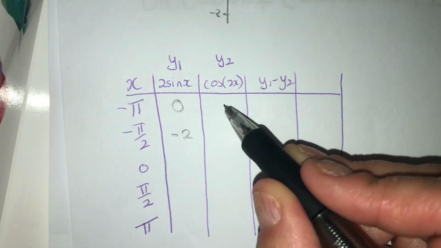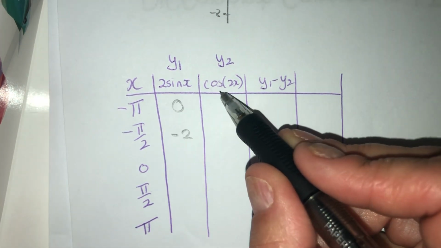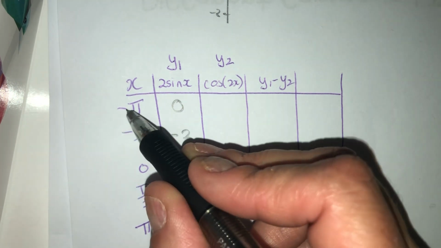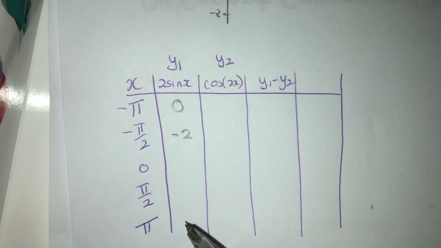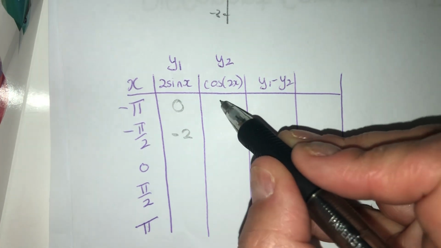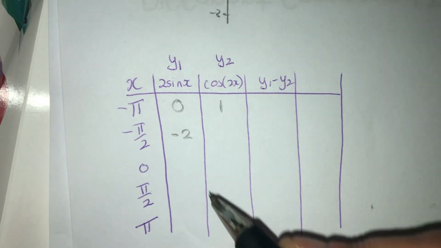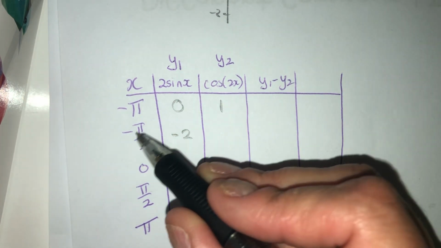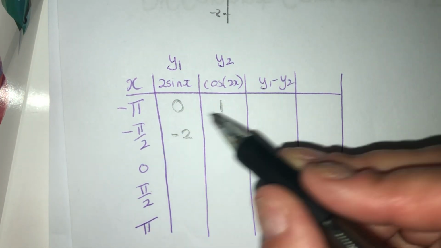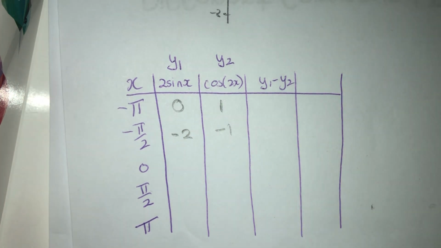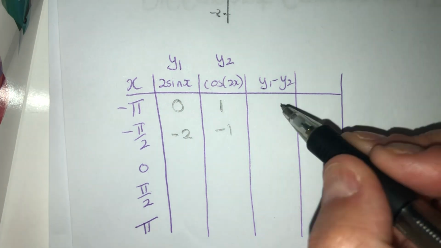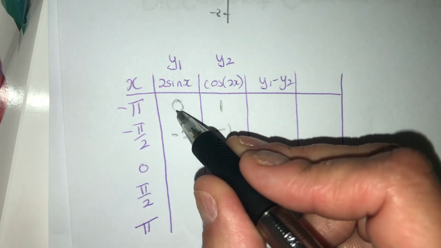Over here, same thing, but we will go cos of 2 times negative pi. So it'll be cos of negative 2 pi. Just to start you off, that would be 1. And then cos of 2 times negative pi on 2 is just cos of negative pi, and that'll give you negative 1. So you can use your calculators, or they're pretty simple exact values here because they're on the x and y axes. Our third column there is going to be what the equation is.